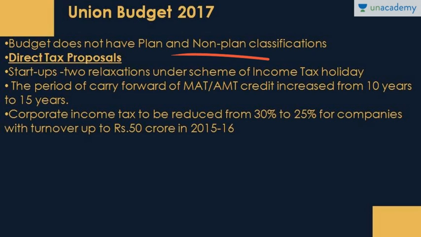Other than that, what are the provisions under it? One by one under different headings, we'll be studying them. Firstly, we have direct tax proposals. Under direct tax proposals, for MAT, that is minimum alternate tax or alternate minimum tax, the credit period has been increased from 10 years to 15 years. Corporate income tax, which was proposed to be reduced in the last budget as well, has been reduced from 30 to 25% for companies with turnover up to 50 crore. Plus, startups have been given a sort of income tax holiday. So there are more relaxations proposed regarding the same.